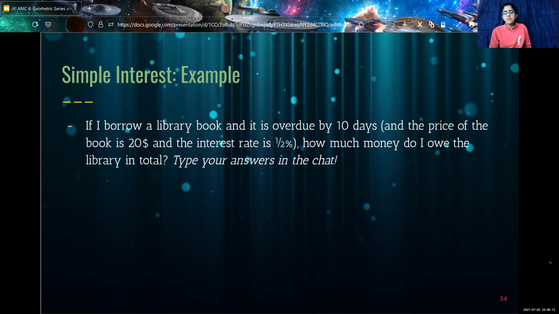Okay, so I think I shall explain. Somebody did get it right for the amount of interest, but they didn't get it right for the total amount. So if I borrow a library book and it's overdue by 10 days and the interest rate is 0.5% every day and the book's cost is $20, then what we would do is we would find 0.5%. So remember, this is simple interest.